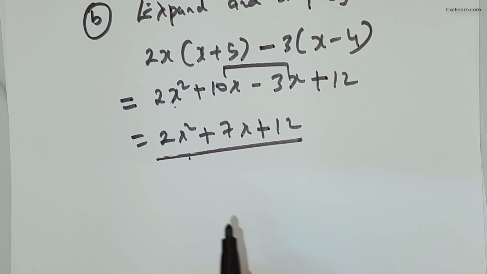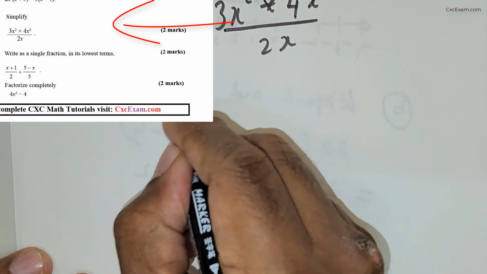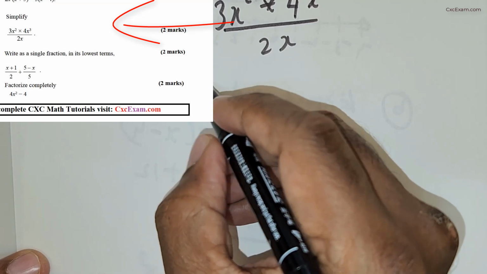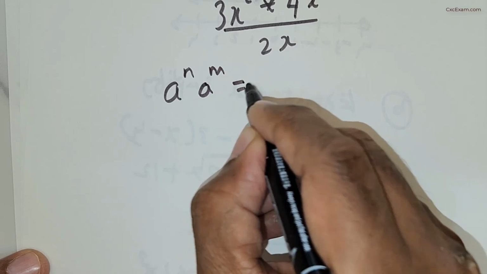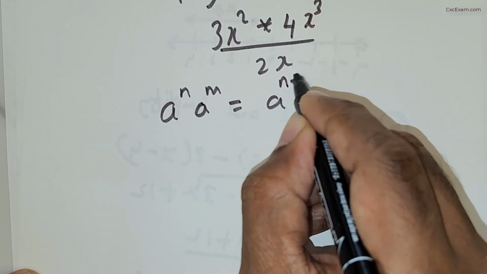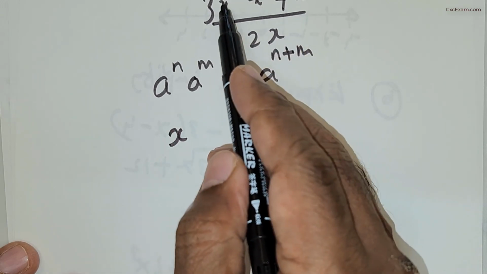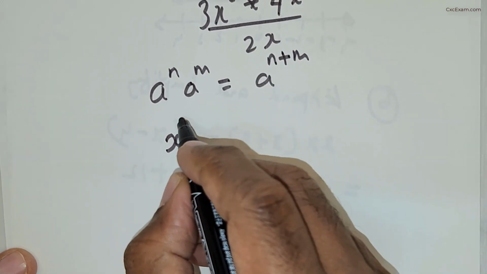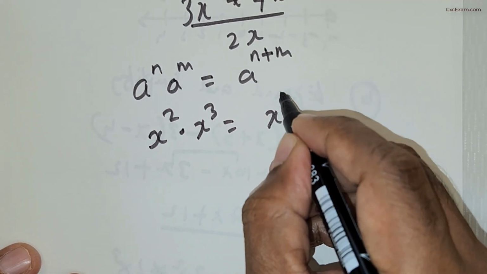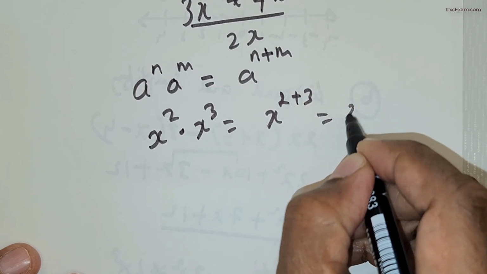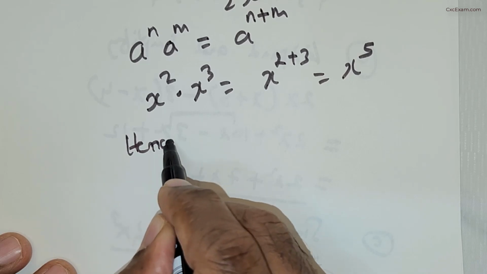Okay, so fair enough. Let's go to the next question. We are expected to simplify. Now I would like to utilize this formula: a raised to the power of n times a raised to the power of m can be rewritten as a raised to the power of n positive m. So we have x squared here and x to the power of 3 there. So this is going to be x raised to the power of 2 positive 3, which is nothing but x raised to the power of 5.